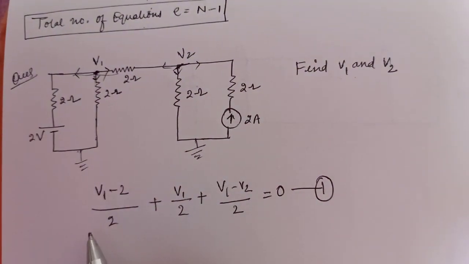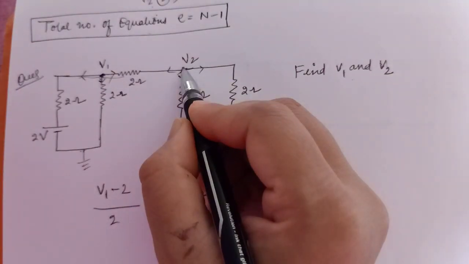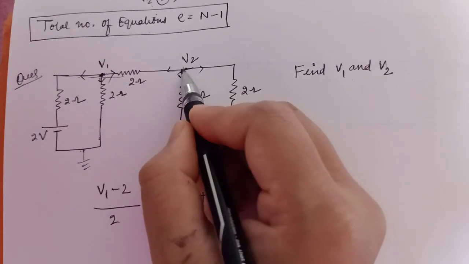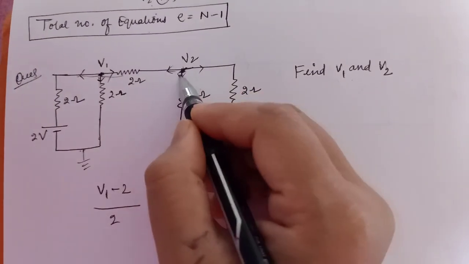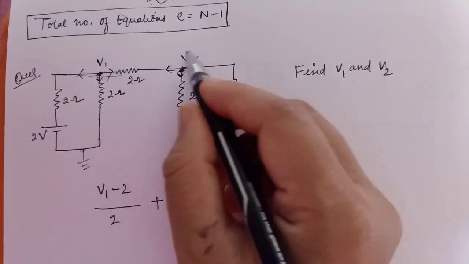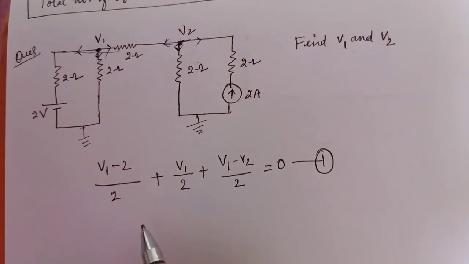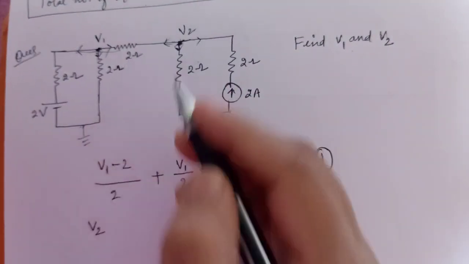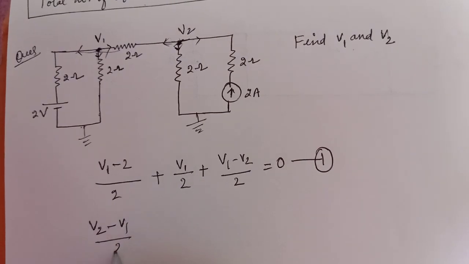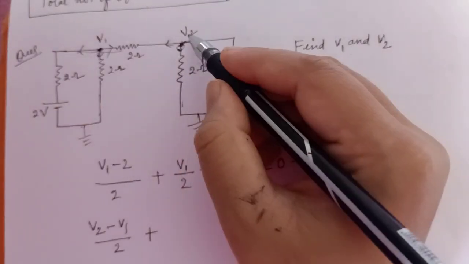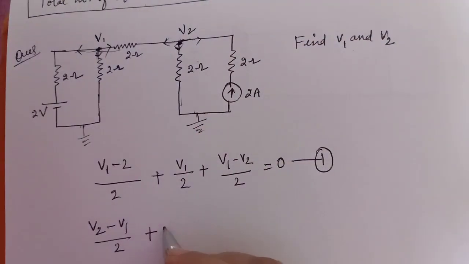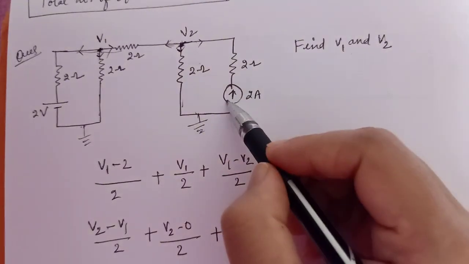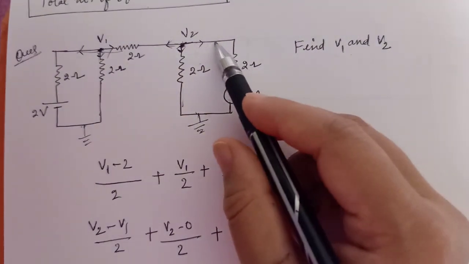Clear? Now similarly write the second equation at this node. So let's say I am writing a KCL equation at this node. I assume that this node has a high potential, so current will flow outward. So total current at this node will be equal to 0. So V2 minus V1 divided by 2, plus this current will be V2 minus 0 divided by 2, plus this current. This current is already incoming current.